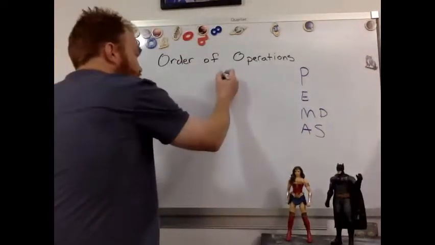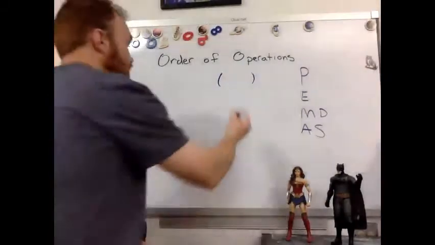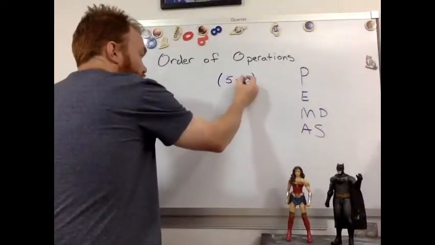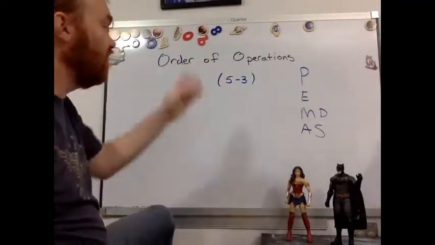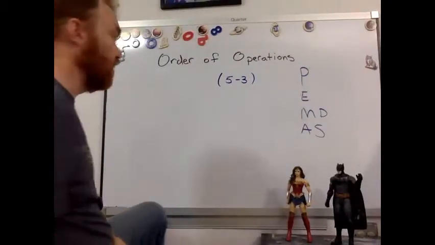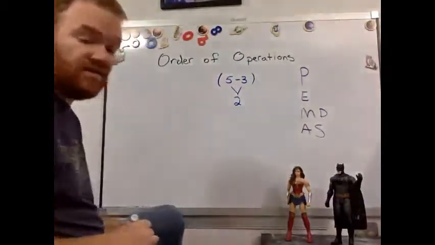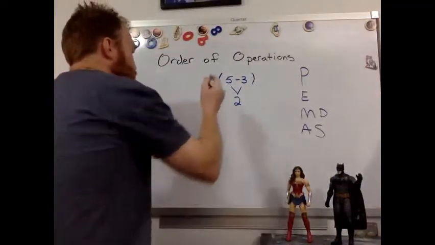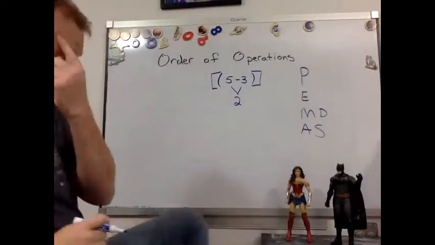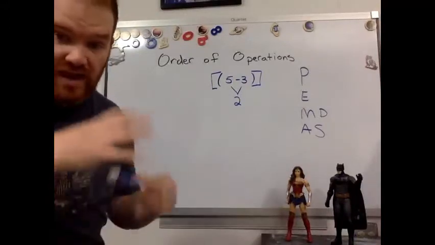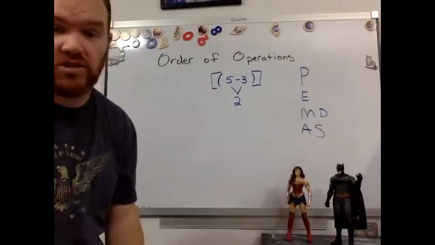Parentheses means that anything inside a set of parentheses, I am going to do first, okay? All right, 5 minus 3. If that is in parentheses, it doesn't matter what's outside of the parentheses, 5 minus 3 is happening first. So I would do 5 minus 3, I would have my 2. That's parentheses. Sometimes we also see parentheses set up as brackets. So anything in parentheses or brackets, we are going to do first.